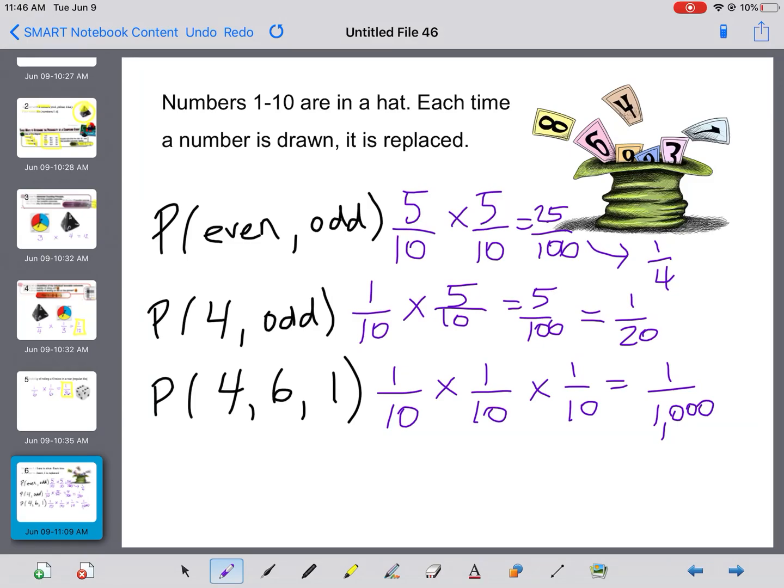All right, so just taking the probabilities of each individual event and then multiplying them together will get you the probability of the compound event, of those multiple events happening all in a row. So you're going to have to use what you learned with fraction multiplication, so hopefully you remember how to do that really well, and then you should be good to go. Let me know if you have any questions.